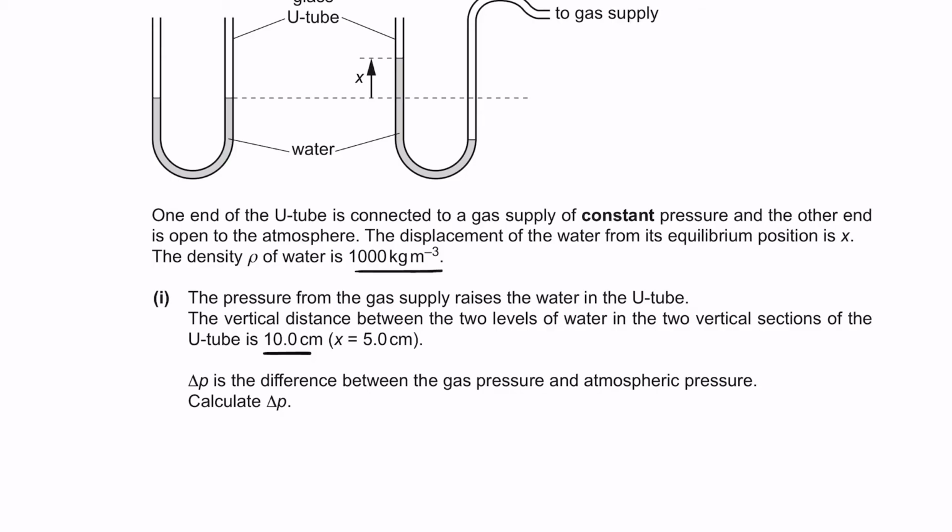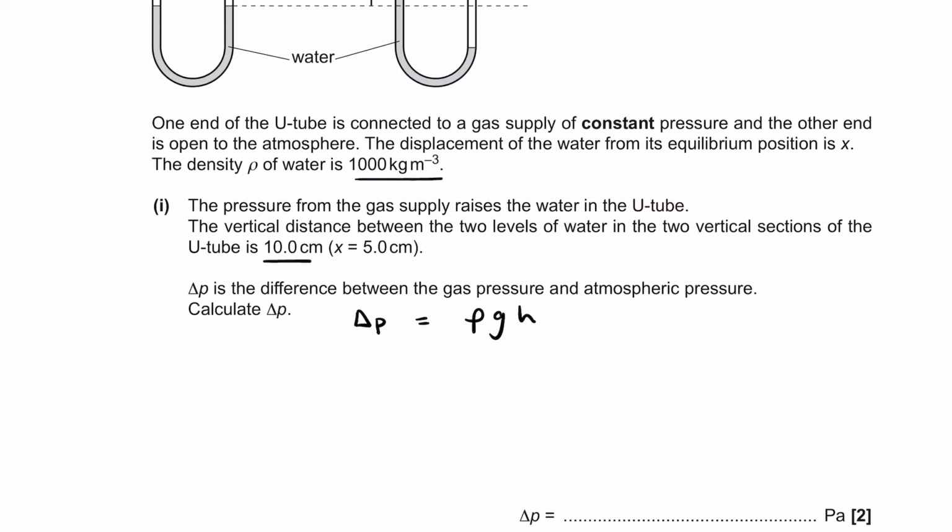Okay, so because it is fluid pressure that we're talking about, delta P is rho g h, and therefore it is just 2 marks, it's really simple.